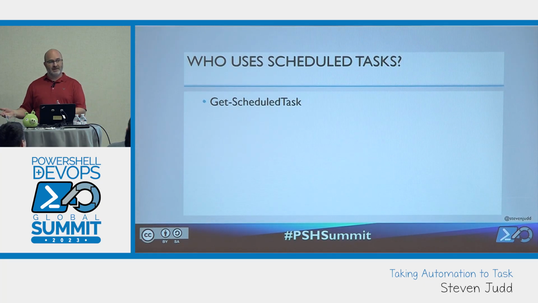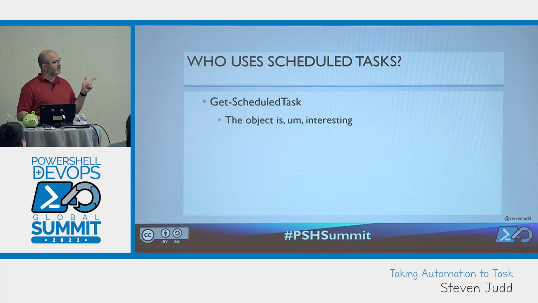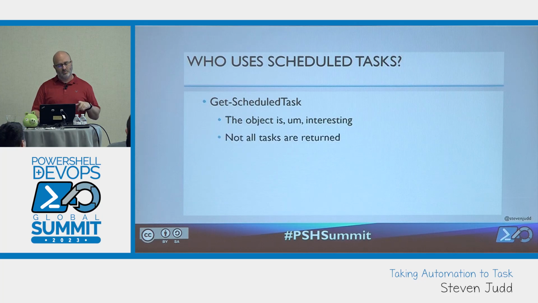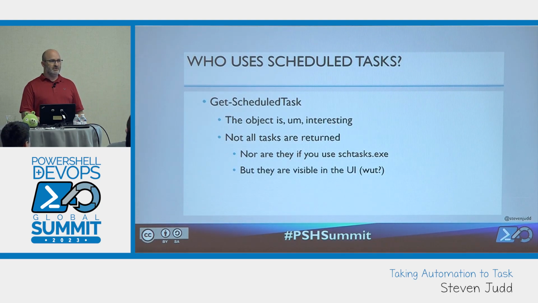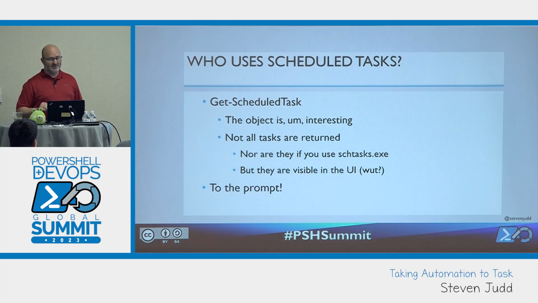If you run Get-ScheduledTask, you can see what scheduled tasks are running on your machines. And you're like, well, this is only the ones that I've put on there, right? Yeah. Also, the object that you get back from Get-ScheduledTask is interesting. We're gonna look at that. And not all tasks are returned. Yay, helpful. Well, nor are they if you use the schtasks executable. Yay, helpful. But they are visible in the UI. So you can see them in the UI, but you can't see them using the tools. We're gonna look at that. Okay, to the prompt.